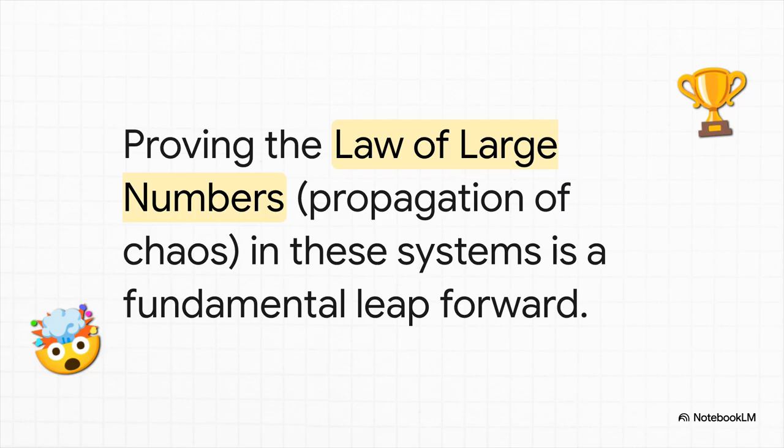Yeah, being able to prove that. It's also called propagation of chaos inside these complex systems. That is a monumental achievement. It basically proves that even in these crazy, chaotic models, the behavior of the whole system can still emerge predictably from the sum of its parts. This isn't just a small step forward, it's a giant leap for both mathematics and for what AI can do.